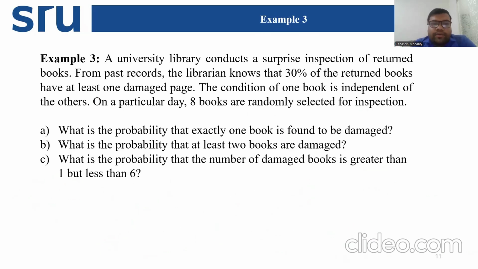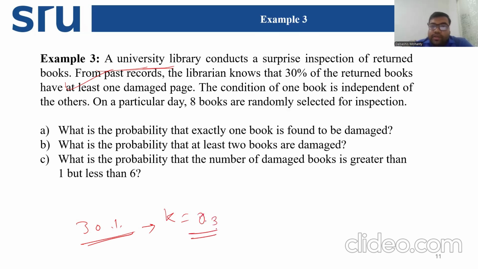Now coming to another important example. Read the question very carefully because this is asking three questions, three sub points. The question is: a university library conducts a surprise inspection of written books. From past records, the librarian knows 30% of the written books. Earlier, 10% meant the probability of success was 0.1. Here it is 30%, so the K value is what?